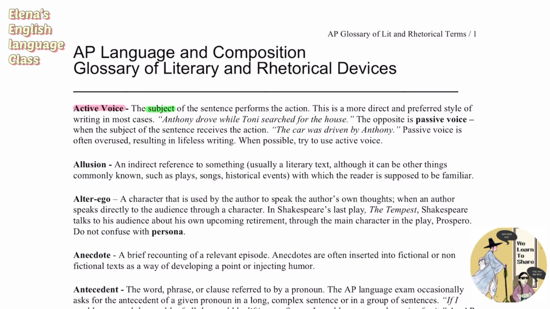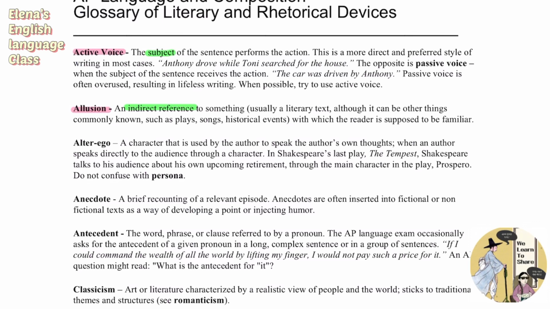The second term we're going to look at is allusion. Allusion is basically alluding to something. It's an indirect reference to something, usually a literary text, although it can be other commonly known things, such as plays, songs, and historical events, with which the reader is supposed to be familiar. So remember allusion to be something indirect. Allusion, indirect.